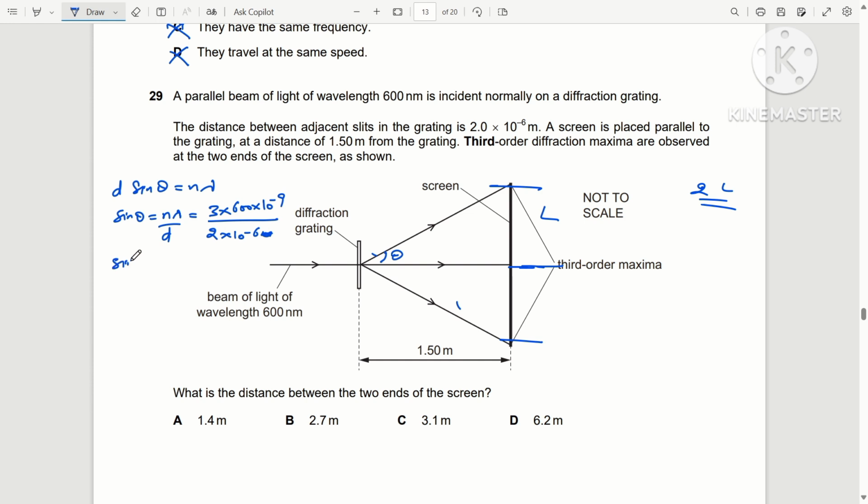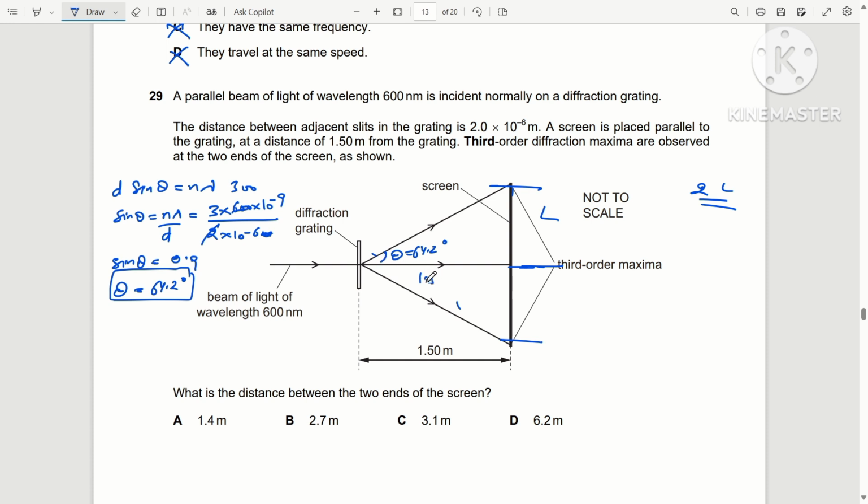So sine theta here is 0.9. It will be 0.9 here only. Wait, 2 into 300. So yes, 0.9. So theta will be 64.2 degree. Now this theta is 64.2 degree, and you have to find this length L.